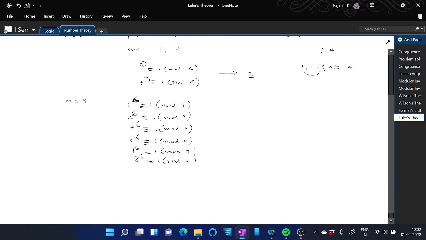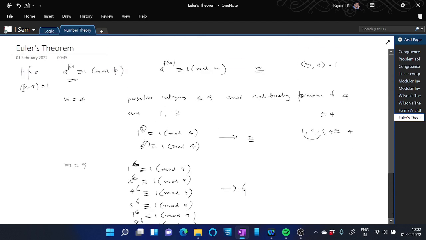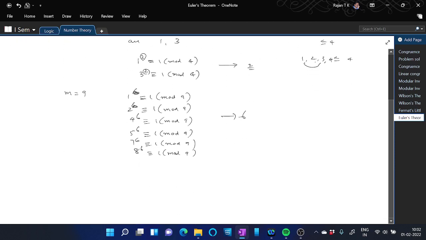So here also we are getting a number 6 such that, in the place of that Fm, A raised to Fm is congruent to 1 mod 9. So when M is equal to 9, we are getting a number 6 such that 1 raised to 6 is congruent to 1 mod 9, and similarly up to 8 raised to 6 is congruent to 1 mod 9. And if you take any product, that also raised to 6 is congruent to 1 mod 9, which we can verify.